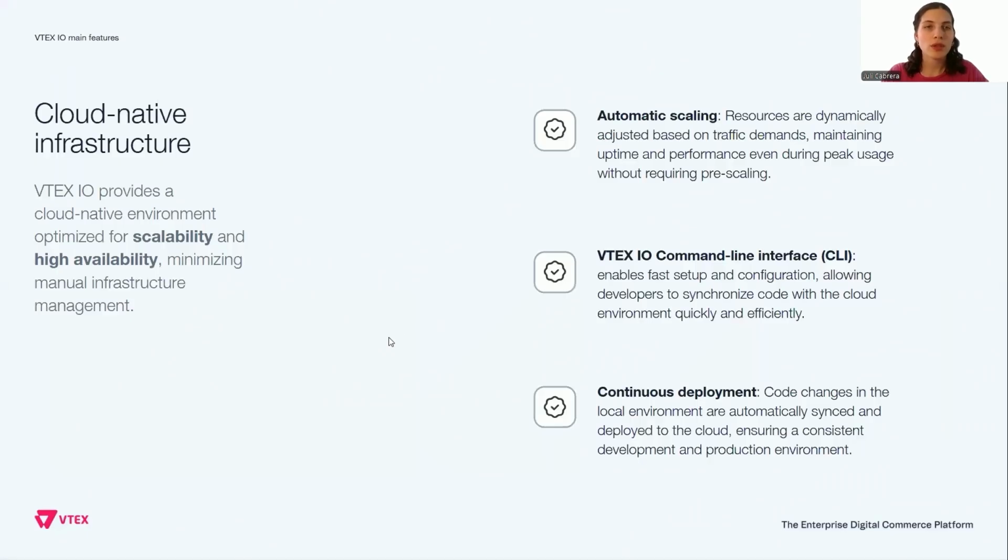So the first one we're going to see is that VTEX IO is a cloud-native infrastructure, which allows us to optimize scalability and high availability, minimizing manual infrastructure management. This includes automatic scaling, so resources are dynamically adjusted based on traffic demands, maintaining uptime and performance even during peak usage without requiring pre-scaling.